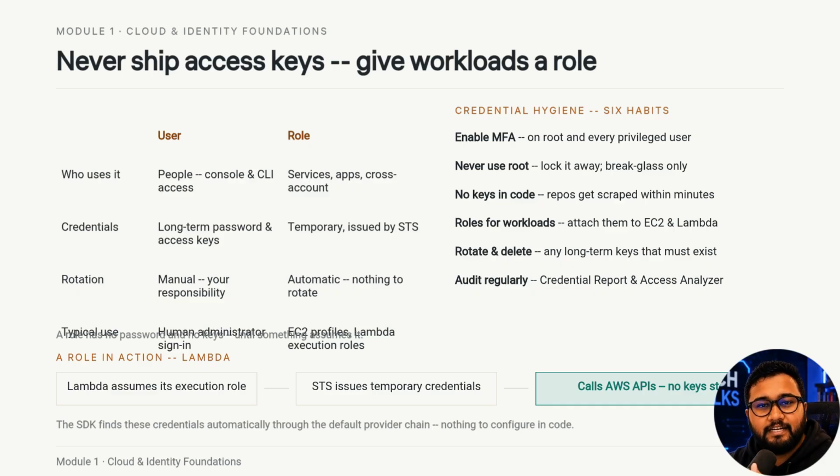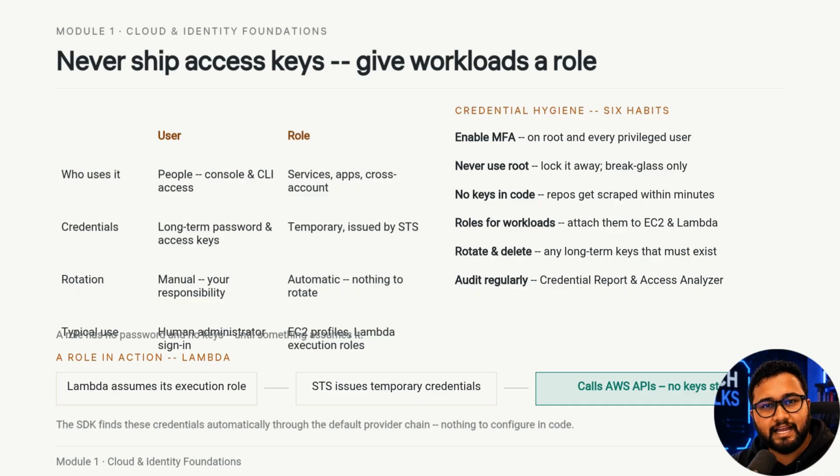A role is completely different. A role has no permanent credentials. Instead, something temporarily assumes that role. When that happens, AWS Security Token Service, STS, issues short-lived credentials that automatically expire. This dramatically reduces the risk associated with leaked credentials.